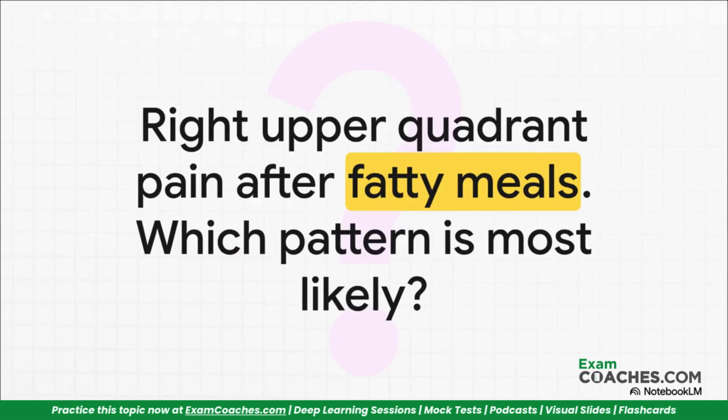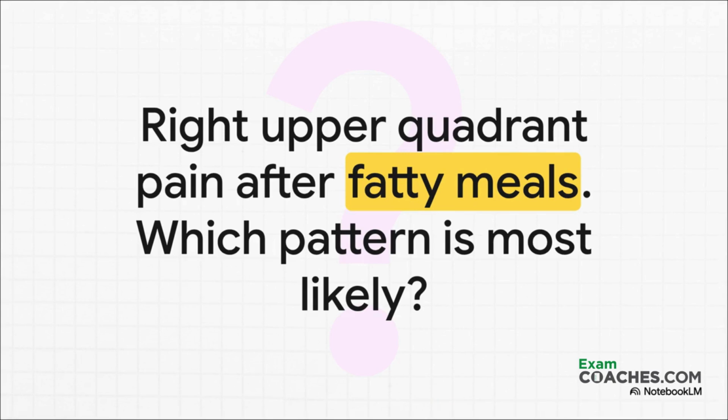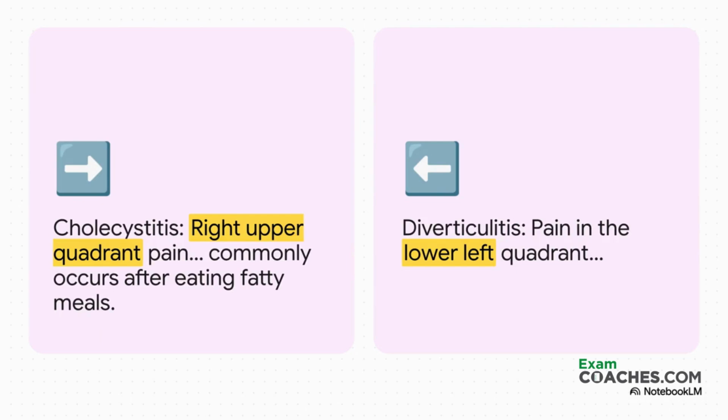Okay, let's get even more specific. A patient gives you this classic clue, pain in their right upper quadrant, and it gets way worse after they eat something fatty. What clinical pattern does that just scream to you? And boom, here it is. This is a perfect example. That classic pattern for cholecystitis is that right upper quadrant pain connected to fatty meals. Now compare that to something like diverticulitis, where the pain is usually in the lower left quadrant. Recognizing these specific cues is how you go from just guessing to actually knowing. And that's how you nail these exam questions.